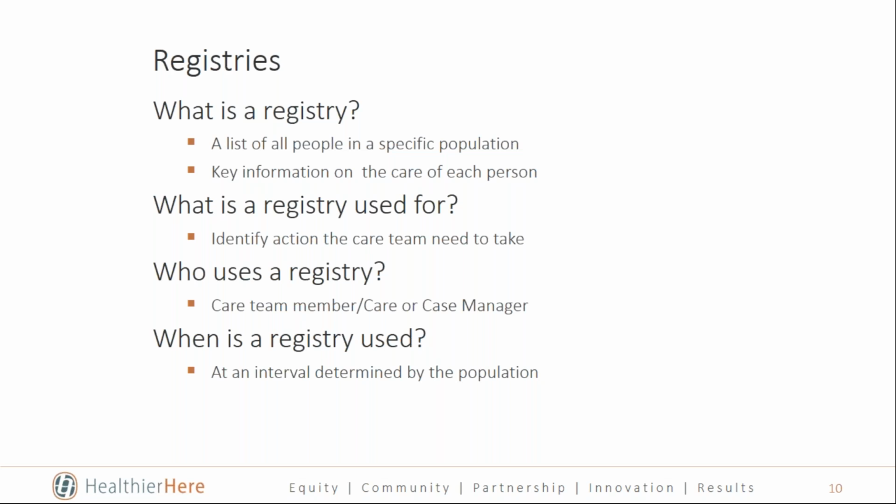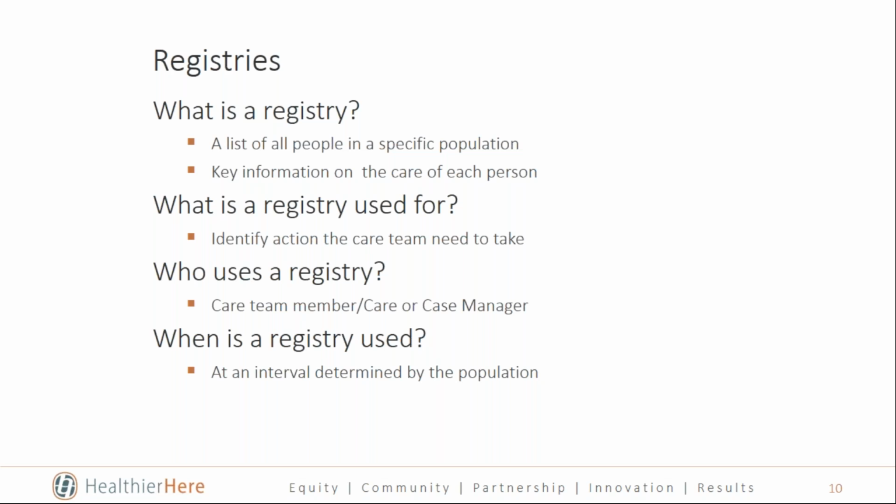And in addition to that, we want to include in the registry key information about the care of that person that's going to help us tell whether we're doing our job in taking care of that member of the population. And what that key information is will depend on what the population that we're talking about is. So you'll see as we get into some examples.